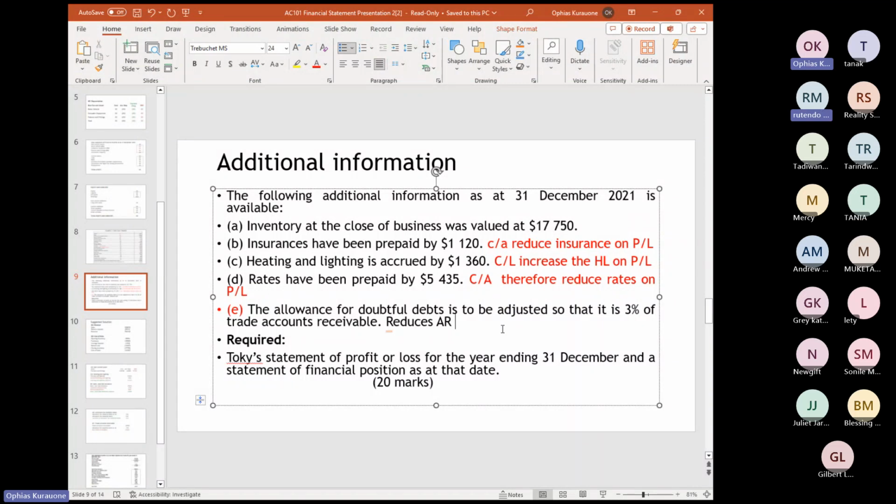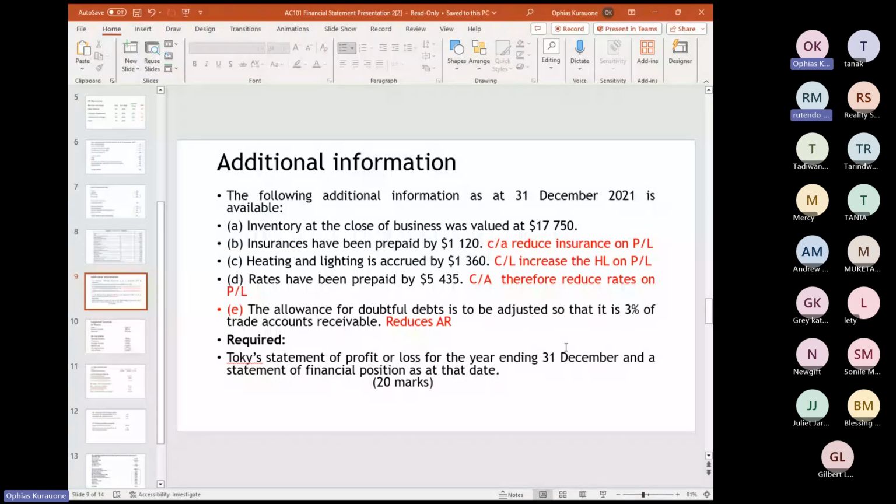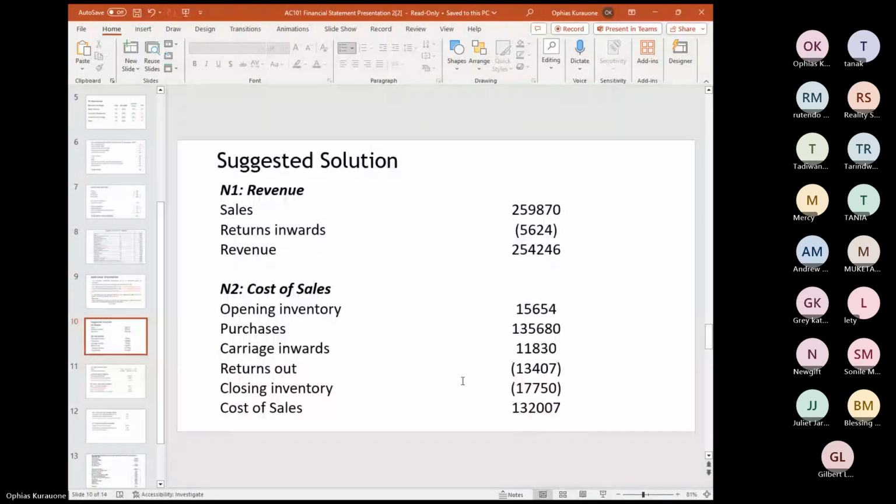Anyway, so these adjustments usually they carry what we call big marks. So big marks, usually you are going to get big marks if you do well on these adjustments. Then you are poised for massive victory, because sometimes they carry 2 marks or more than that. Then required to prepare the statement of profit or loss for the year ended 31 December and statement of financial position as at that date. 20 marks.